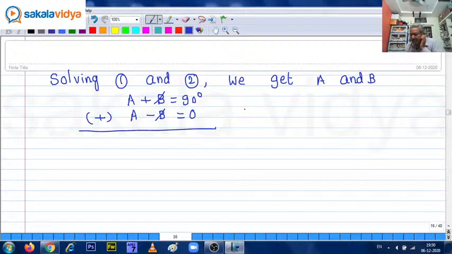Yes, I teach even 11th JEE, even EAMCET also.